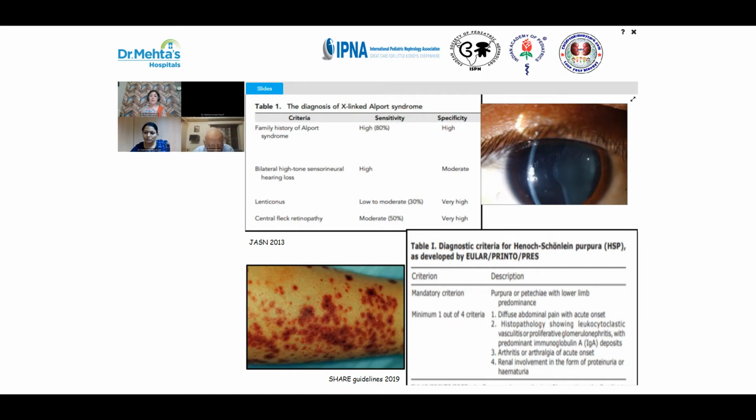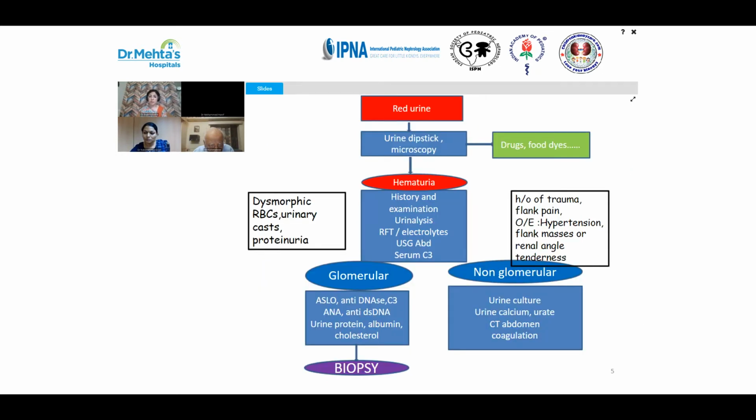So when we see a child with red urine, what are the steps we need to take to confirm whether these symptoms are actually of glomerular or renal origin at all, or whether the child has taken some drugs, food dyes or food items with high carotene which are imparting a reddish-orange color to the urine? So red urine is not always hematuria. First we rule out any history of drugs and food items which can give color to the urine.